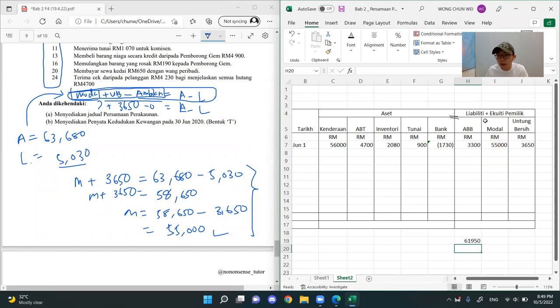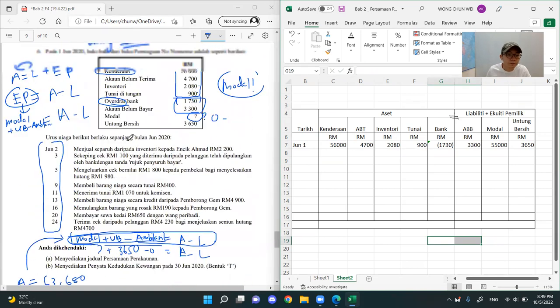Okay, so your Joomla liability plus equity per mille is 61,950. And what about this one? Joomla asset plus inventory, plus 29, and then maybe I need to minus the bank, which is 1,730. So you see, all the asset and the liability plus equity per mille is here. Okay, it's the same: 61,950 for asset and 61,950 for liability plus equity per mille. So correct. Okay, now let's continue.